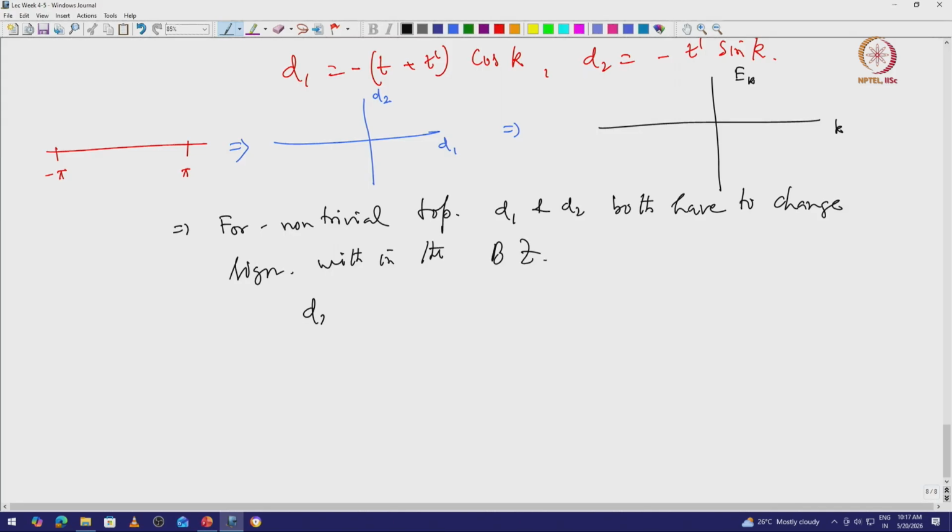So, d2 naturally changes sign. d2 goes to 0 at k equal to 0 and plus minus pi. So, d2 is already going to 0 here, here and here.